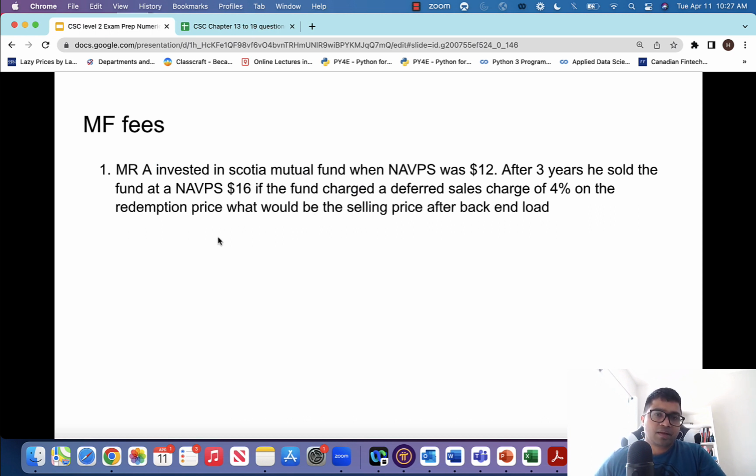Next one. Mr. A invested in Scotia Mutual Fund when the NAV was $12. After 3 years, he sold the fund at NAV of $16. If the fund charged a sales deferred fee of 4% on the redemption price, what would be the selling price after back-end load? So this one again, the redemption price they're asking, but the deferred fees are charged on redemption price instead of purchase price. So similar question, a twist is given. Instead of 4% being charged on $12 purchase price, 4% is charged on $16 NAV at the time of redemption.